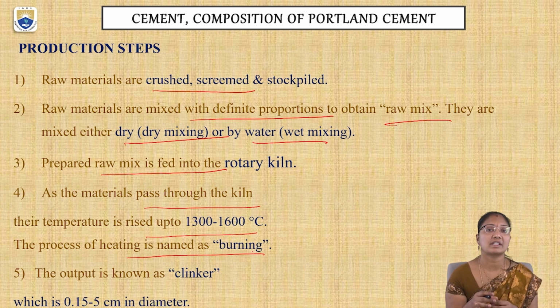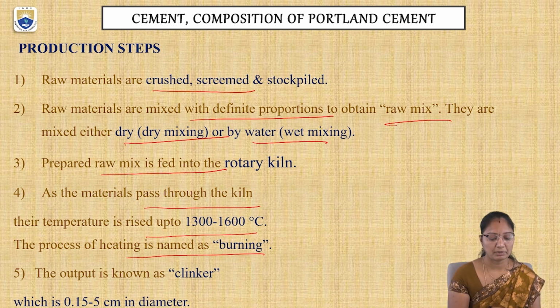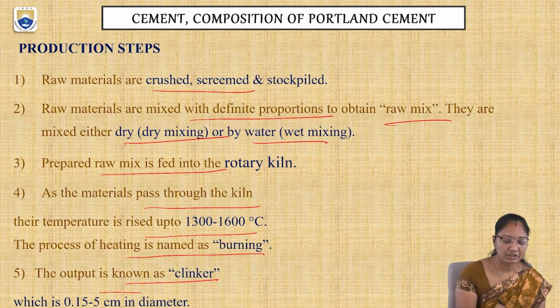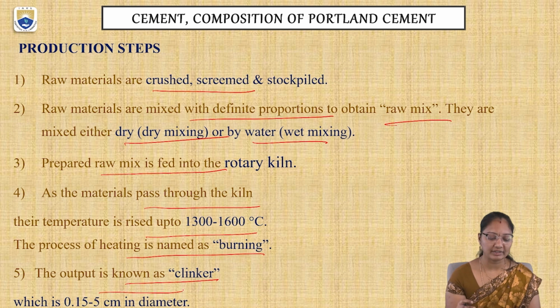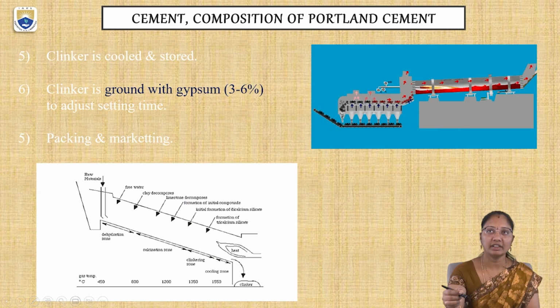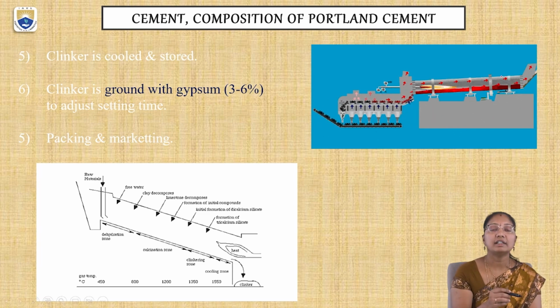This whole process takes place in the rotary kiln, meaning a kiln which is rotating. So, this is called the burning. The output, the obtained mixture, which is like marble sized pebbles, is called a clinker. These pebbles are around 0.15 to 5 centimeters in diameter. Here we can see this is the rotary kiln. Here this is the kiln, and the obtained thing is clinker.